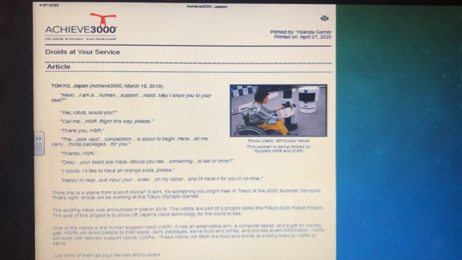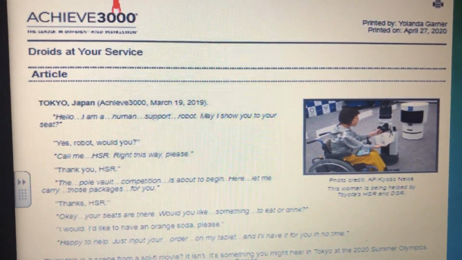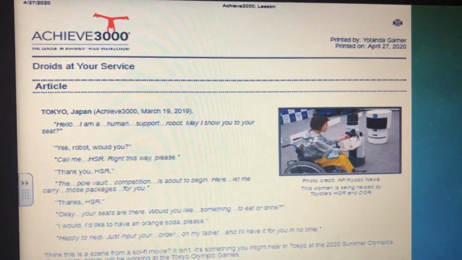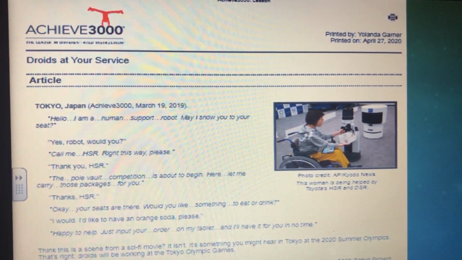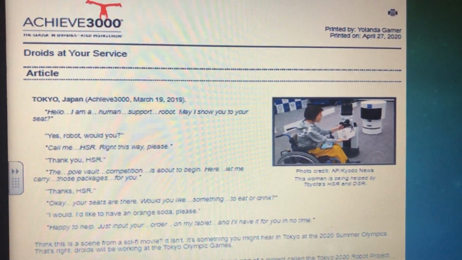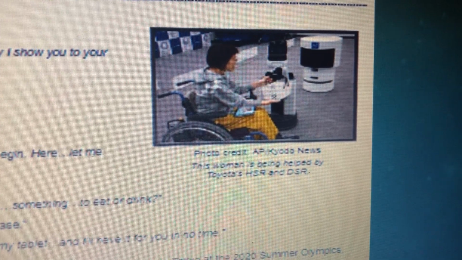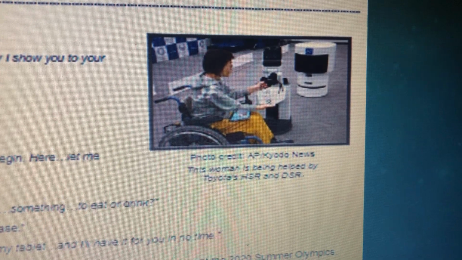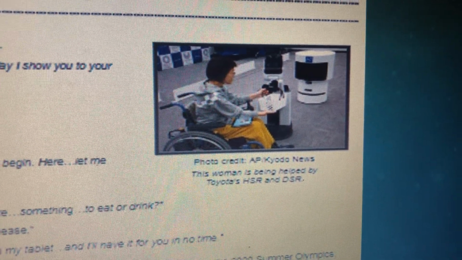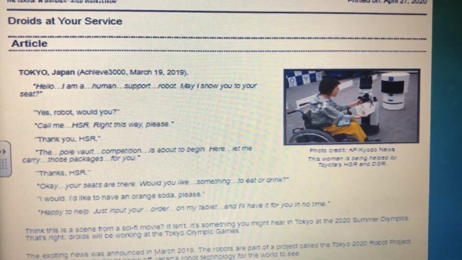Now, in our second article, which is titled Droids at Your Service. Again, the first thing I want you guys to do, you should have already read this at least twice, but I want you to look at the title. It's talking about droids, and I know that a droid is also a robot. Then I look at the picture, and I see what appears to be a woman, and the caption says that there's a woman who's being helped by an HSR or DSR, whatever that is. But I'm assuming that this woman is getting some help from a robot.